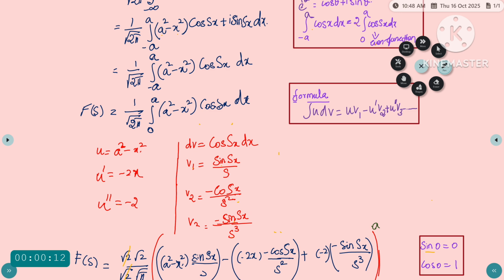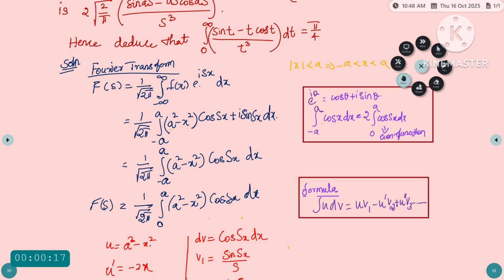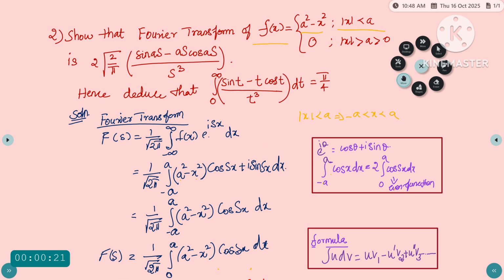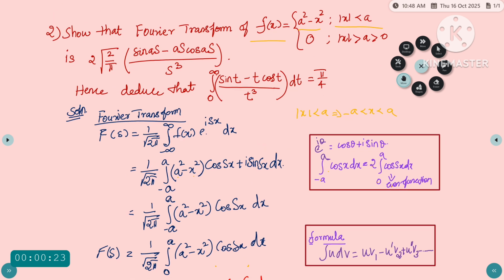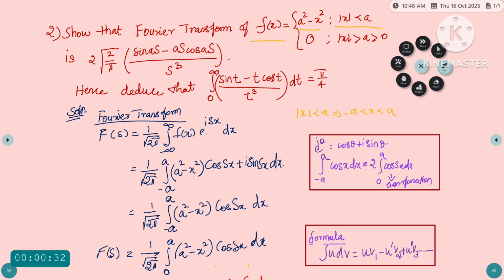Good morning. Today's topic is Fourier transform. So now we are going to discuss the problem: how to find the Fourier transform and how to use the inverse Fourier transform. For this, we are taking the function f of x equal to a square minus x square under the limit of modulus x less than a.